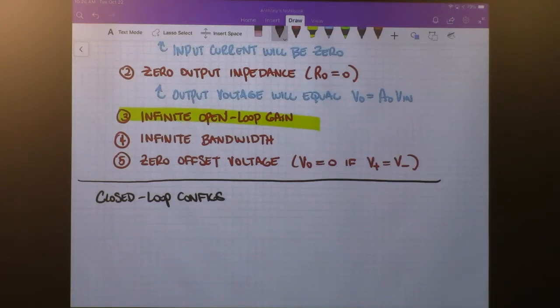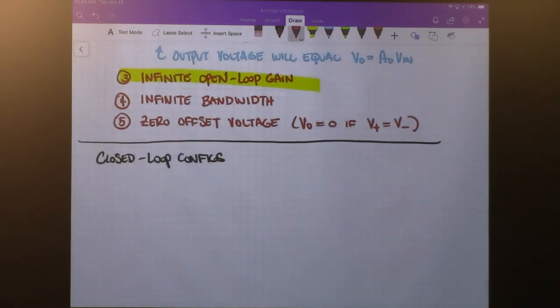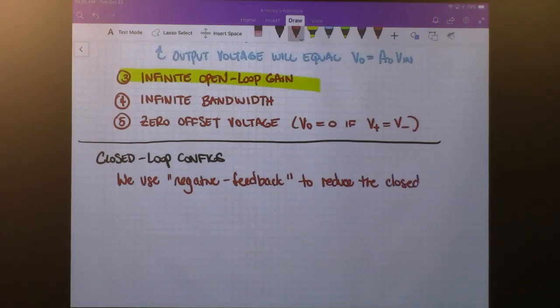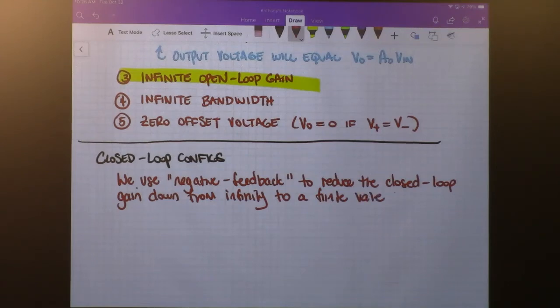Closed loop configurations, which is what we're already talking about, we use what's called negative feedback to reduce the closed loop gain down from infinity to a finite value that we can use practically.